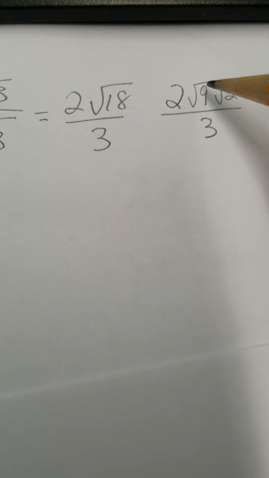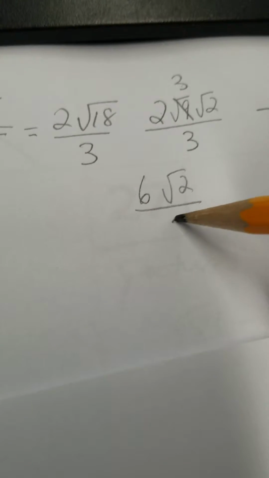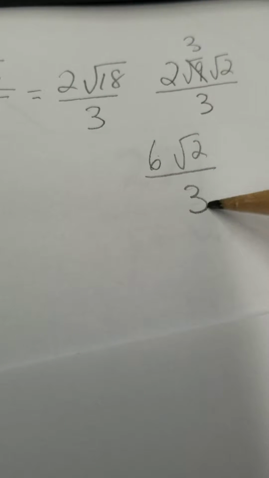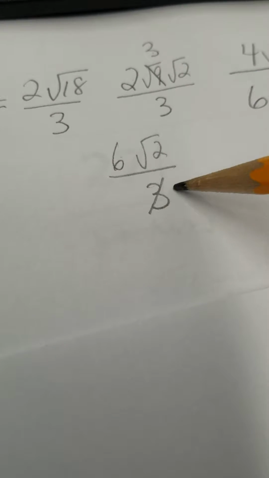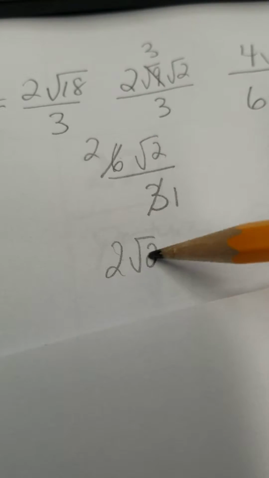I'm going to keep on working with this. The square root of 9 is perfect. It is 3. 2 times 3 is 6. Radical 2 over 3. Now I'm going to go one step further, and since both of these coefficients can be reduced or simplified, 3 goes into 3 once, 3 goes into 6 twice. My answer is 2 radical 2.